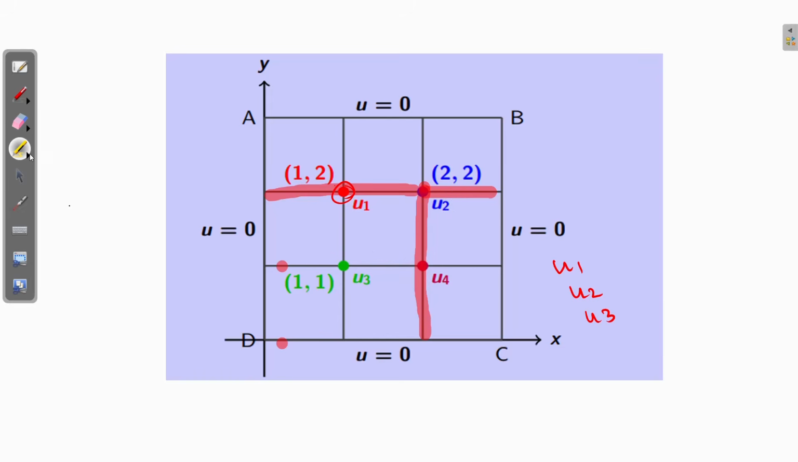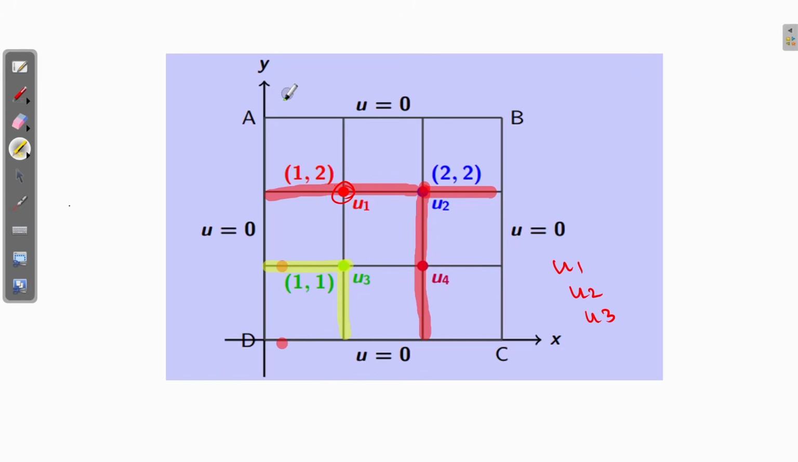Similarly, what about the U3 position? Tell me first. U3 position: i is 1, j is also 1. So 1, 1. This is the way to find the position value of the mesh points or interior lattice points. So the U1 position is 1, 2. The U2 position is 2, 2. The U3 position is 1, 1.